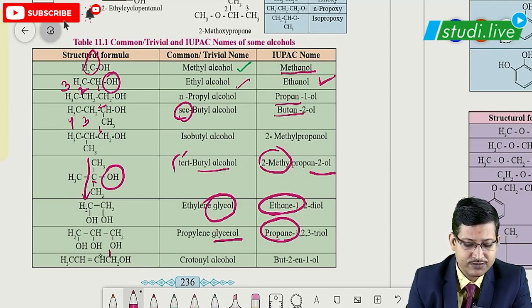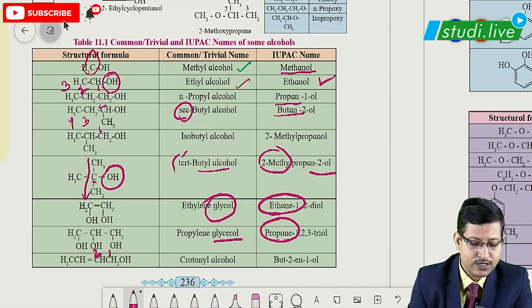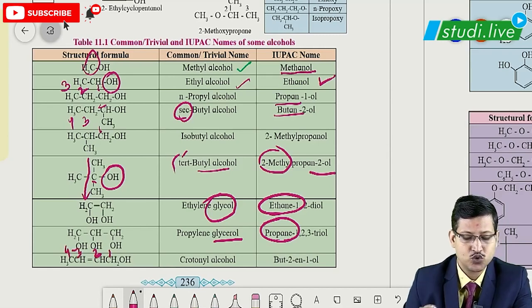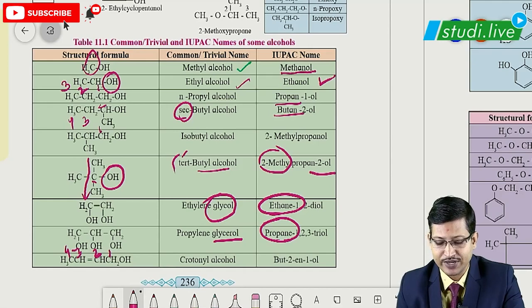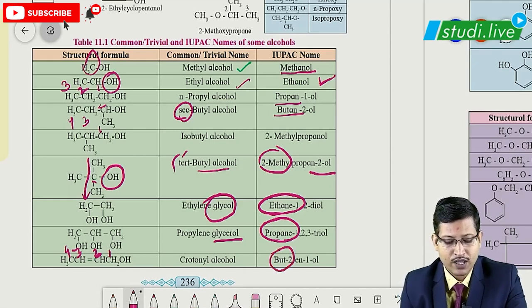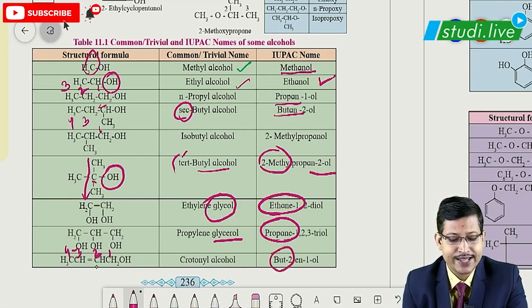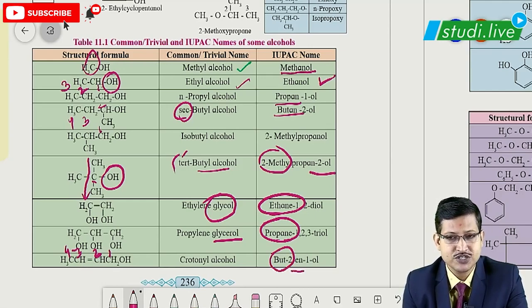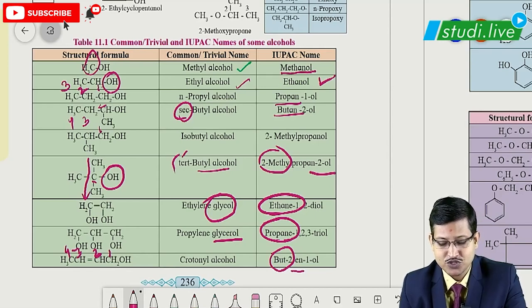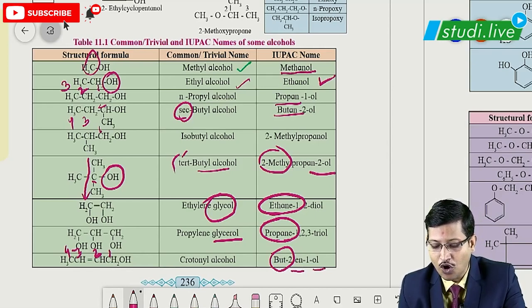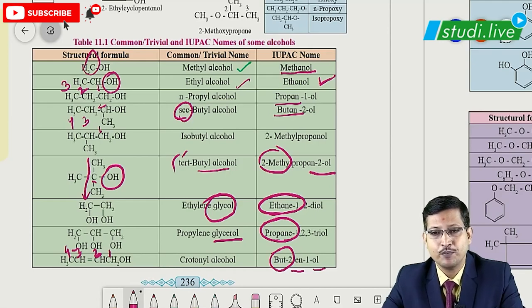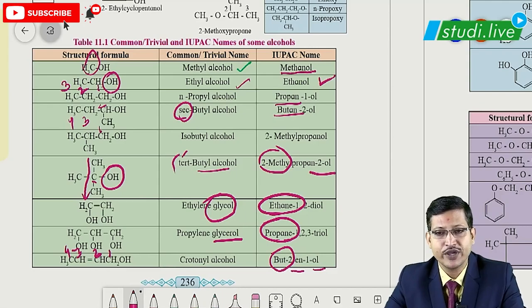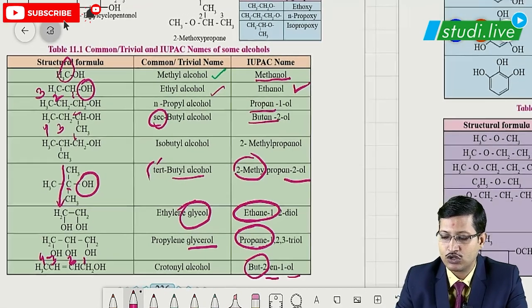This is the first carbon, second carbon, this is the third one, and this is the fourth one. So in all 4 carbon atoms, so it is but. Double bond is between second and third, so it is but-2-ene, and first position is OH. So but-2-en-1-ol. So the name of the compound becomes but-2-en-1-ol. This completes your nomenclature part of alcohols.